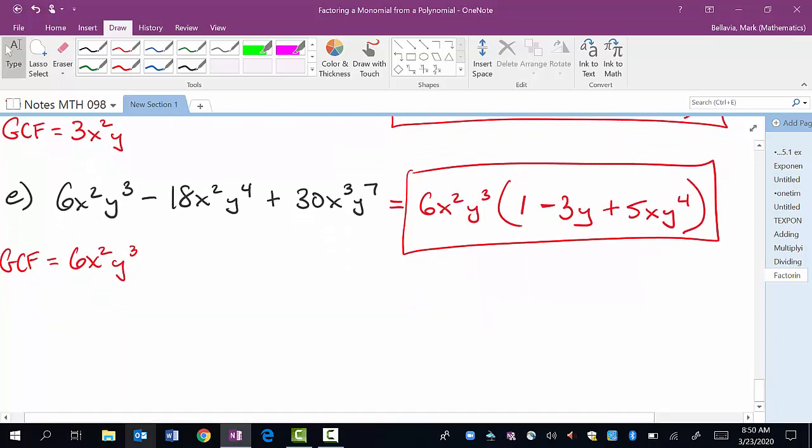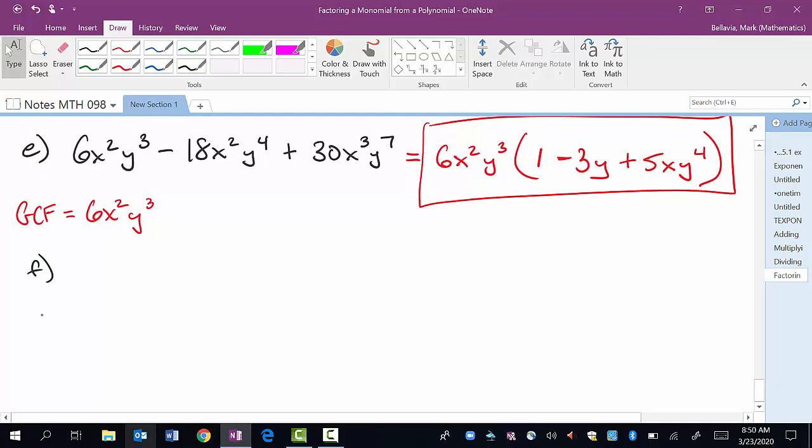All right, how about take a look at this one here. If I said I had 8y to the seventh minus 2y to the third plus 6. First thing you look for when you're factoring always is the greatest common factor. So between 8, 2, and 6, we know the greatest common factor between them would be 2.